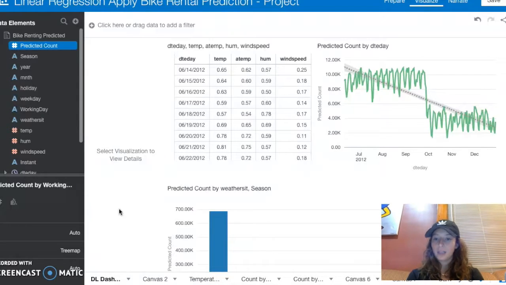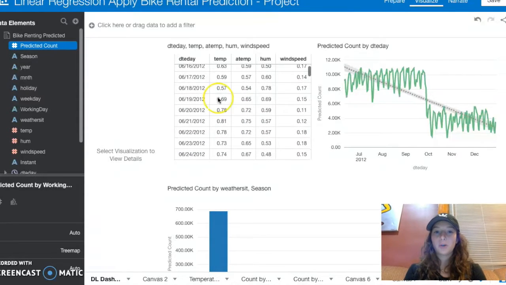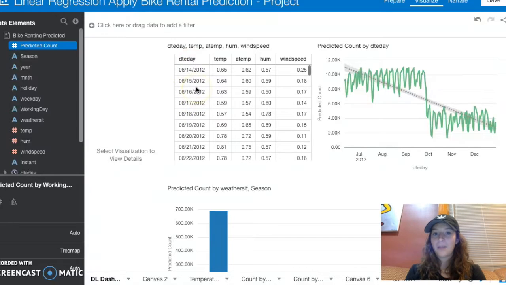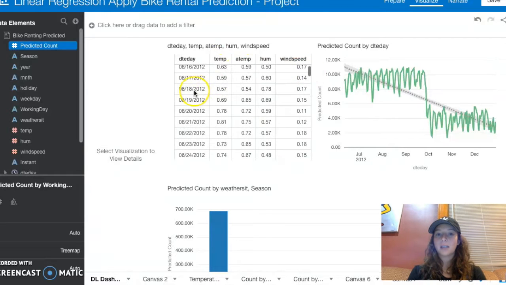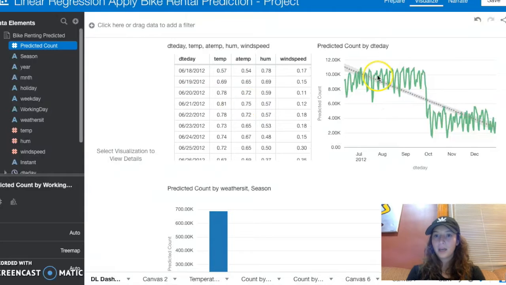And after cleaning the data and making a couple different changes in calculations, and then actually inserting the data into a table, these are some of the visualizations I was able to come up with. So here in this first table, it shows the date, and then it actually shows the temperature, and then the air temperature, the humidity, and wind speed. So you're able to see exactly what the temperature and what your day is going to be like when you are renting a bike.